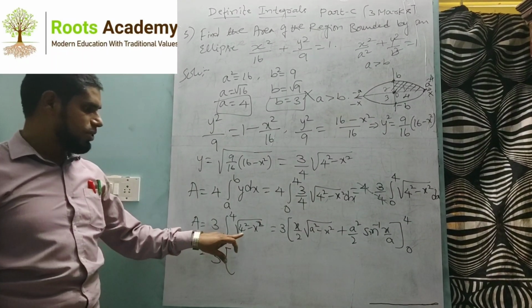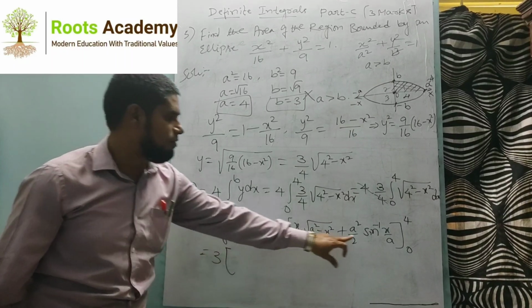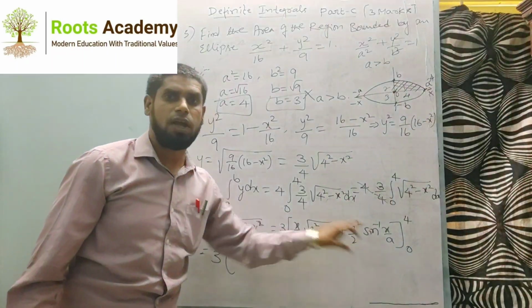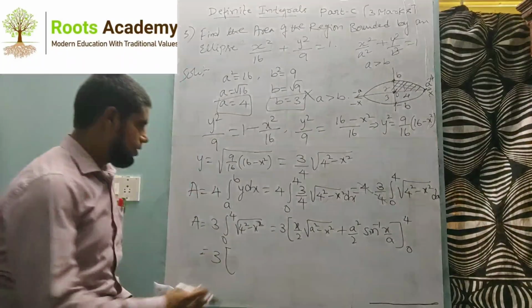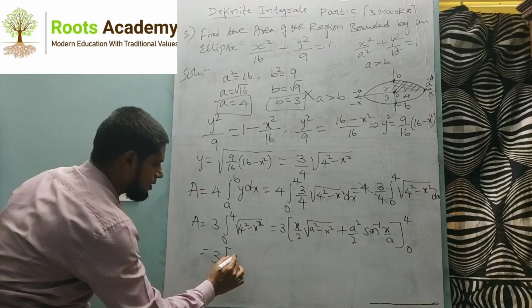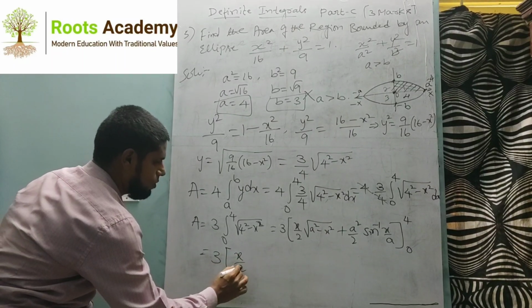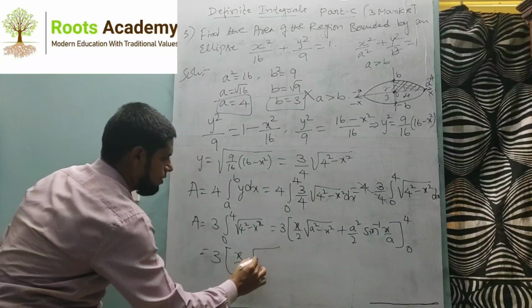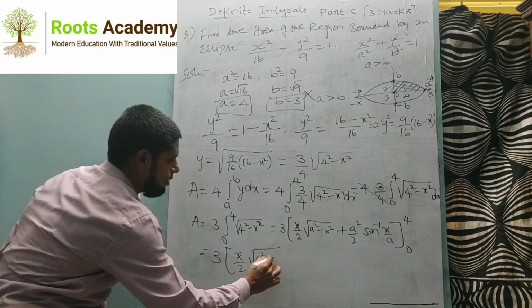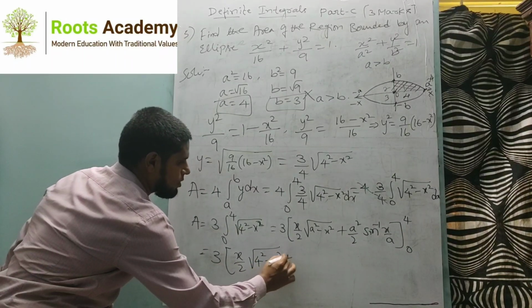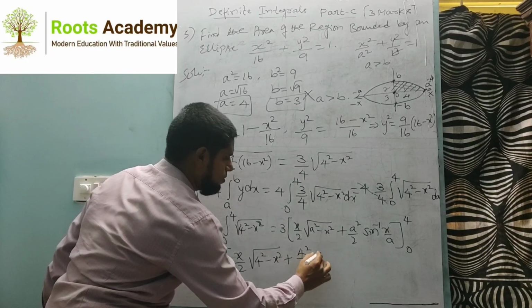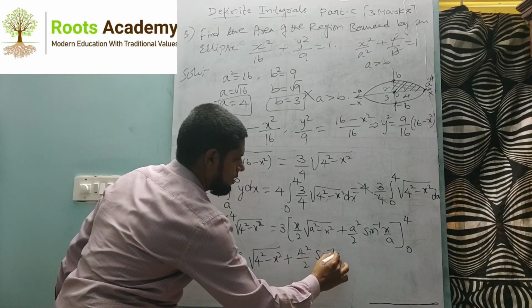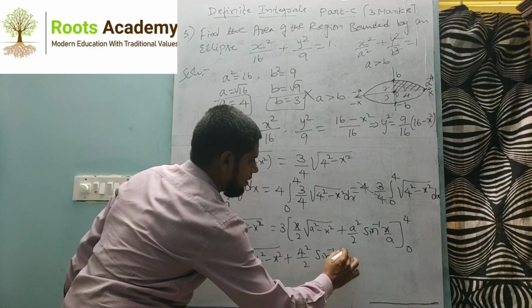So let me substitute the value of a is 4 here. Wherever I wrote a, in place of a I will write 4 because a value is 4. And here also 2. So 3 outside the bracket: x by 2 root of 4 square minus x square plus 4 square by 2 sine inverse x by 4.